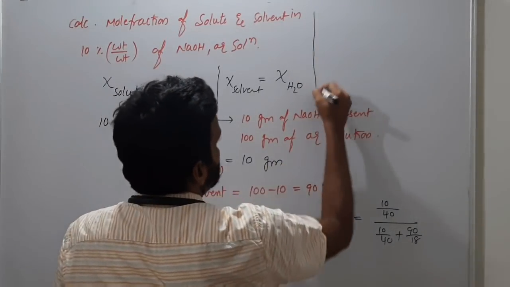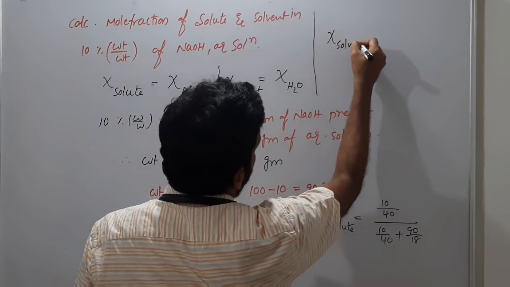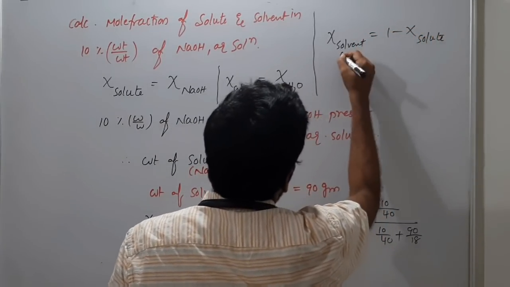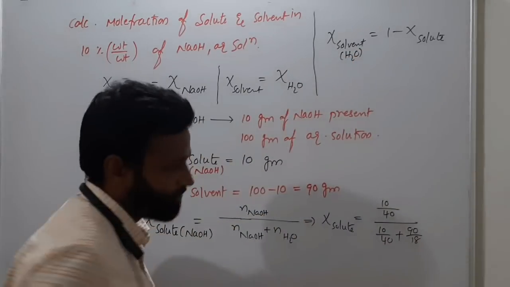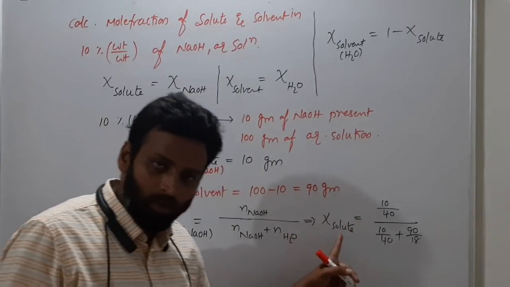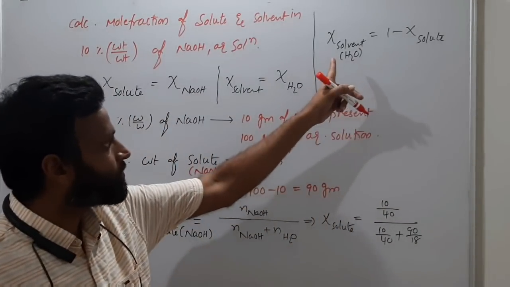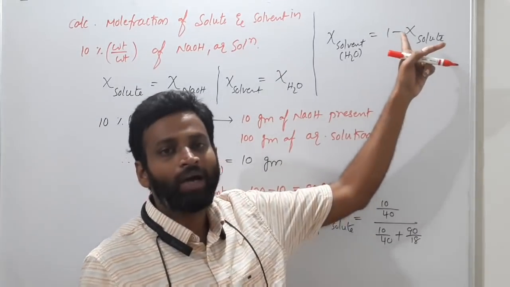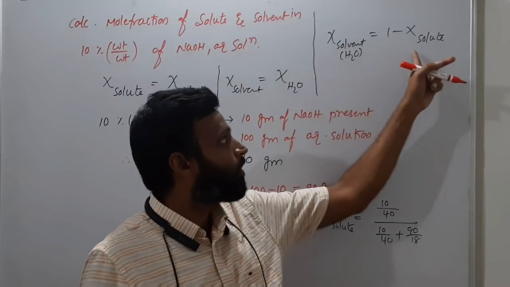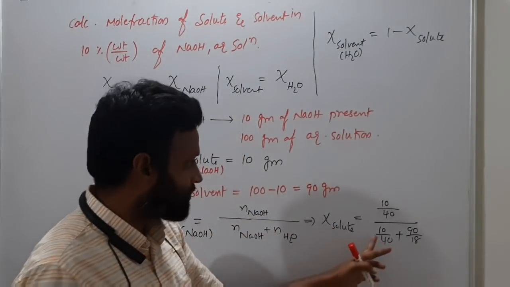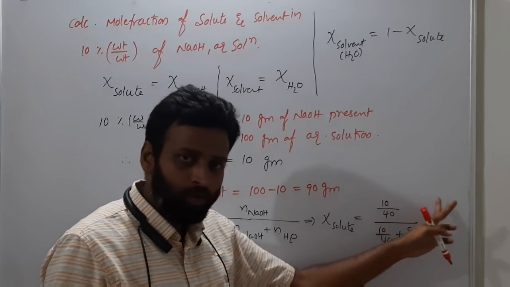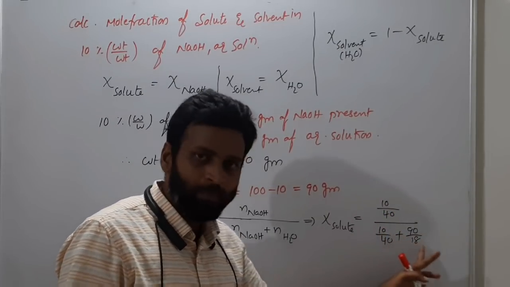If asking mole fraction of solvent, it is equal to 1 minus mole fraction of solute. That's it. Who is solvent here? Water. So again you have no need to solve in this manner. Once if you have mole fraction of solute, then mole fraction of solvent will be very easy. You have to subtract from 1. Mole fraction of solvent is equal to 1 minus mole fraction of solute. Simplify this one. You will have 0.25 here, because 1 by 4 now. 0.25 by 0.25 plus 5.